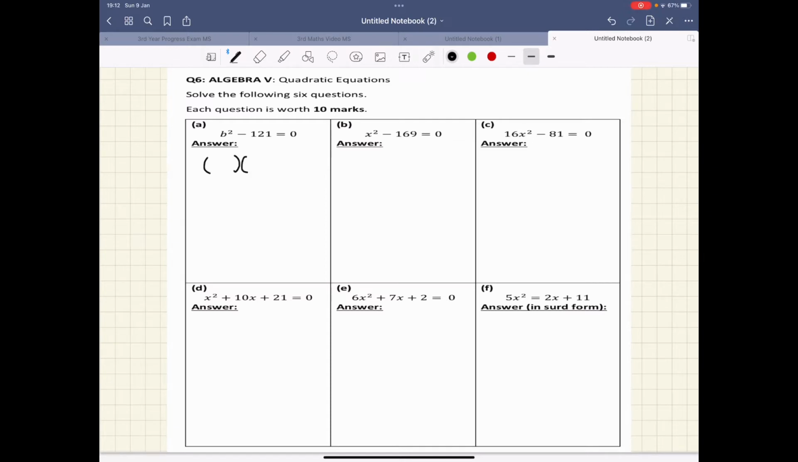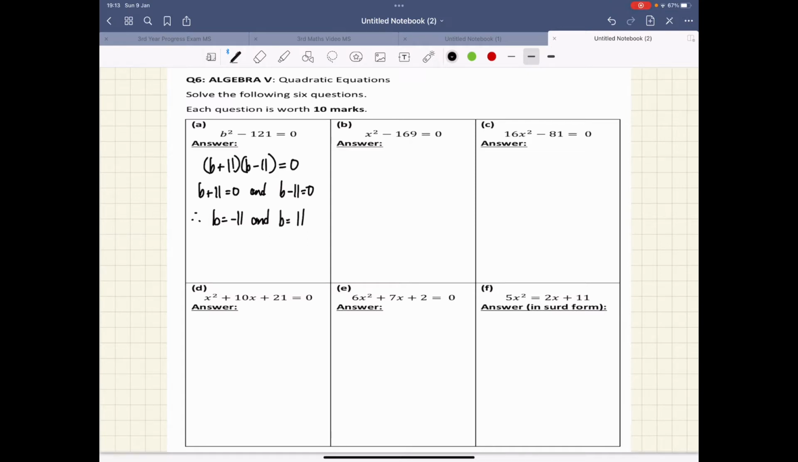So if you just open up the brackets here, B plus 11, B minus 11, yeah? But that's equal to 0, all right? Which means that B plus 11 is equal to 0, and B minus 11 is equal to 0. Therefore, B is equal to minus 11 and B is equal to regular 11.